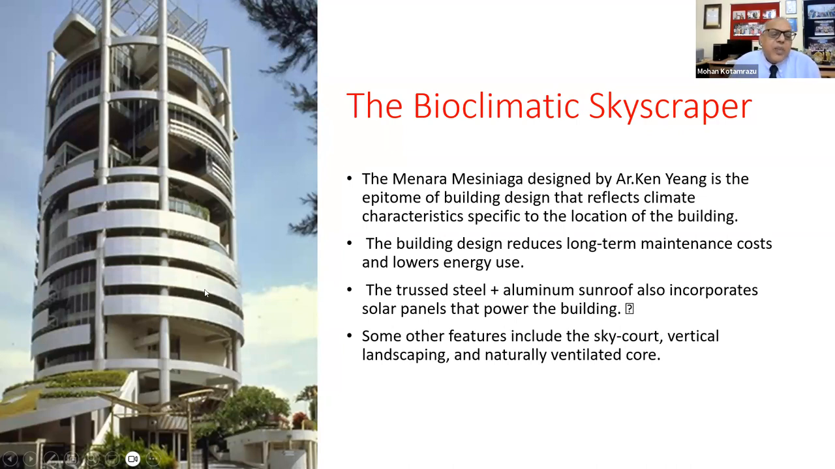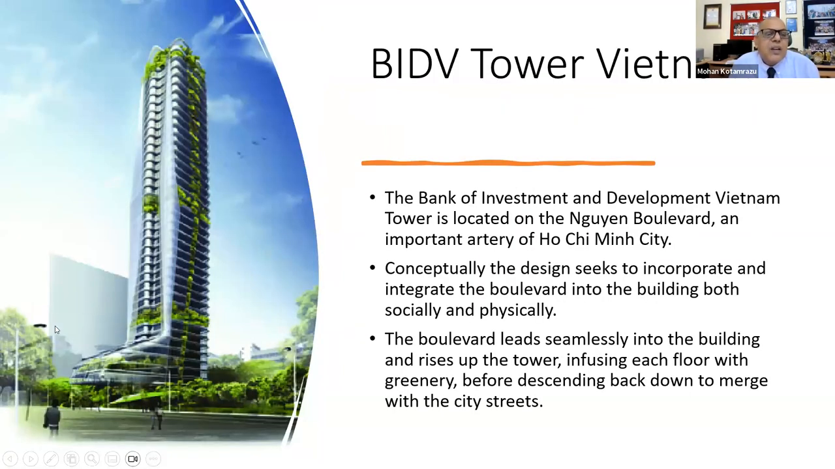Now, vertical landscaping is a feature which Ken Yeang has used very successfully, unlike any other architect. All the other architects maybe put some trees on the balconies, but here what he does is he takes a ramp which goes around the tall building, and this ramp would be like a walkway, and all along he would put trees. So it would appear like a necklace going around the tall building. You can see here, there would be a ramp which will go all around the building. This is a tower in Vietnam.